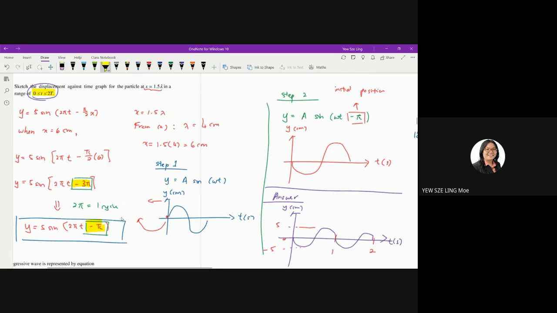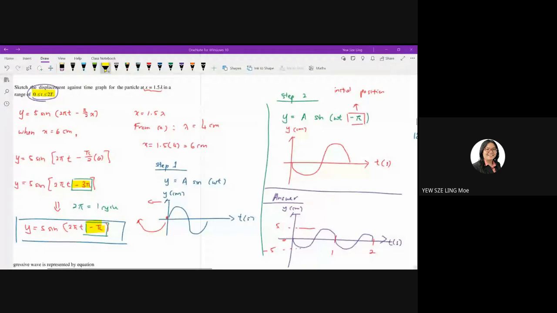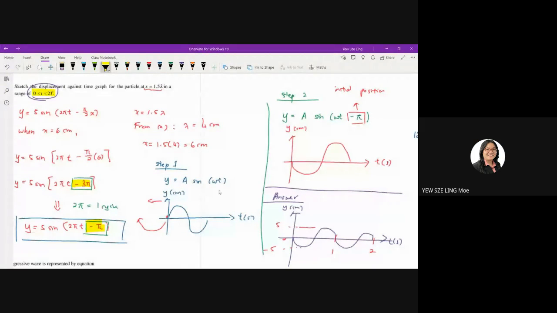If you want to change it, go ahead. If you want to keep it at -3 pi, also can. Then you just have to move the y-axis by 3 pi. You move it to the left by 3 pi. You need to add a 3 pi in front of the original graph. So does that answer your question? Yeah, I get it. All right, good.